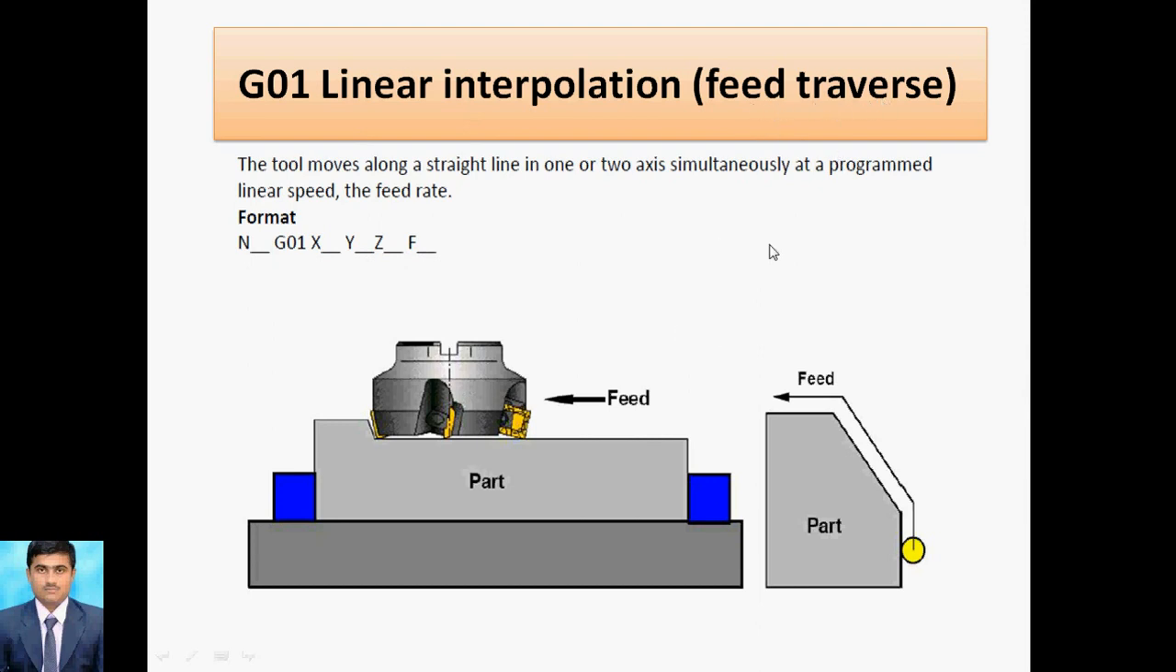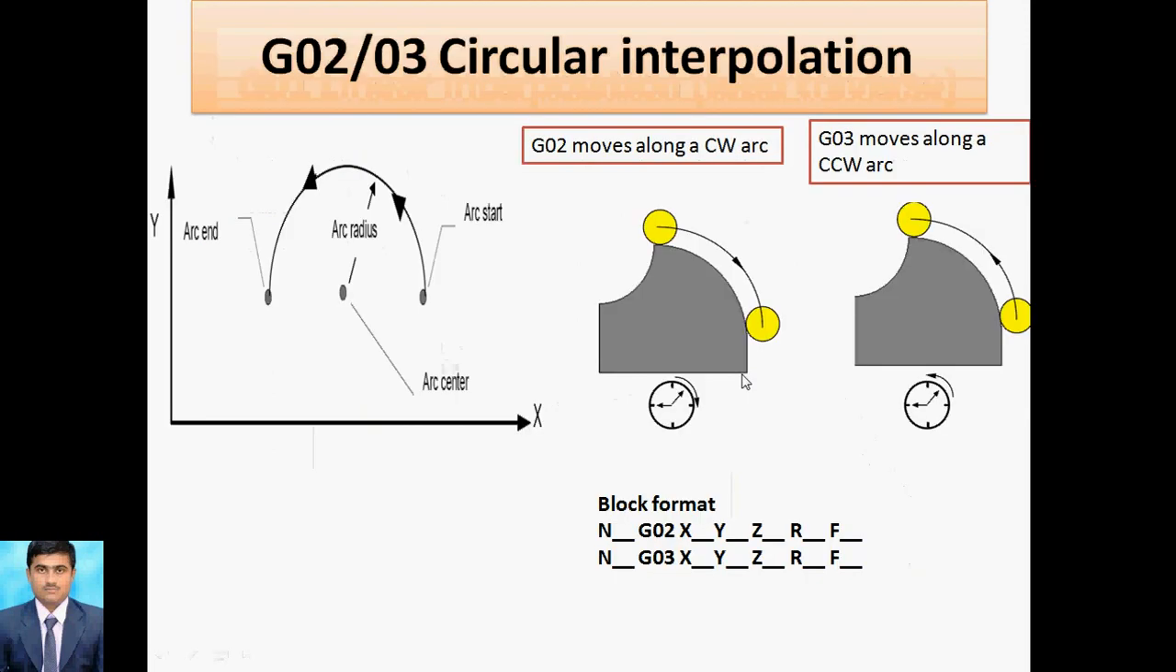Feed traverse means the workpiece is in contact with the tool. The next part is G02 or G03, called circular interpolation. In linear interpolation we use G01, but G02 and G03 are for circular interpolation. Here I mentioned this block, with the start point, the end point and the arc radius.